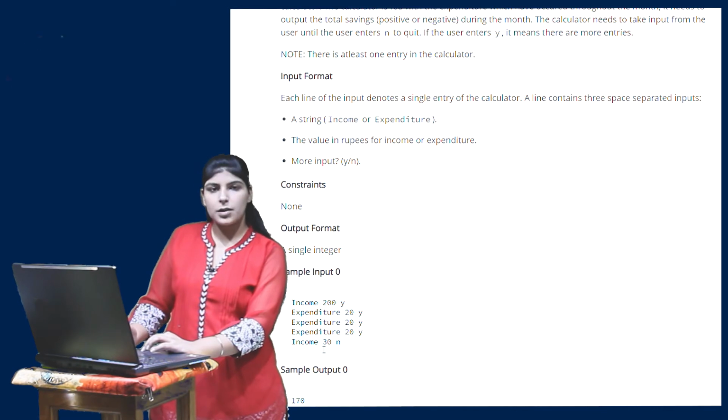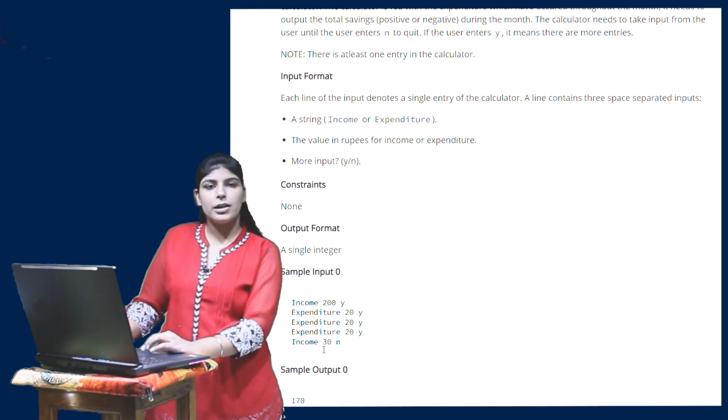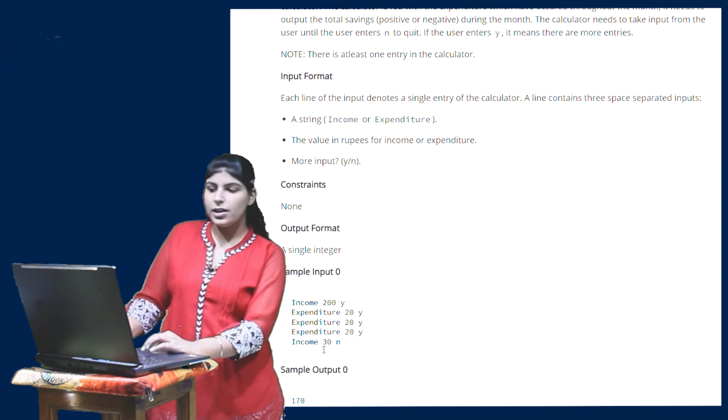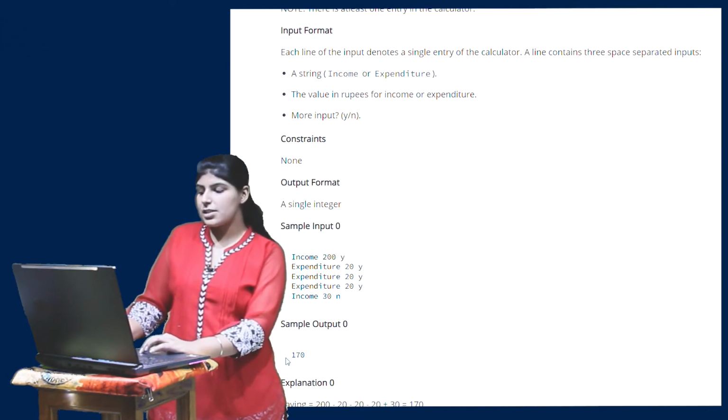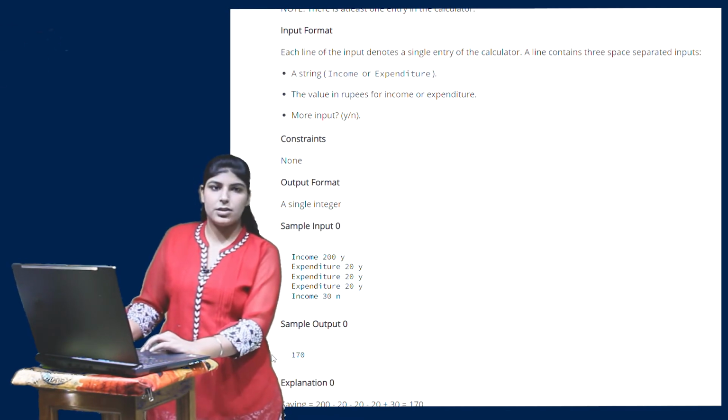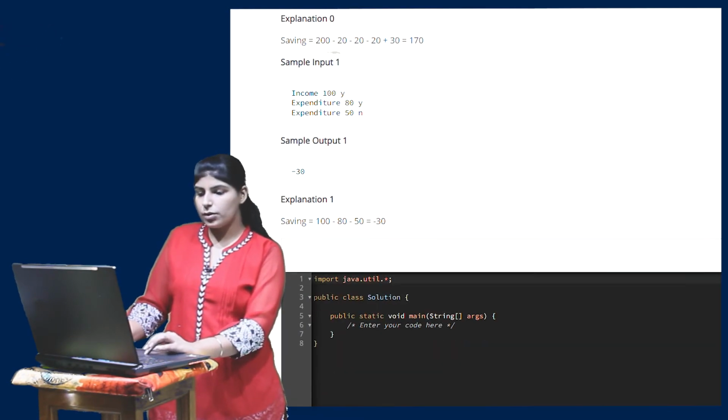Next, we have income 30N. So now we have 30 rupees as income. So 140 plus 30 is rupees 170. And now there is no more input. So we stop. And the final savings are printed as 170. So let's see how we can code this.